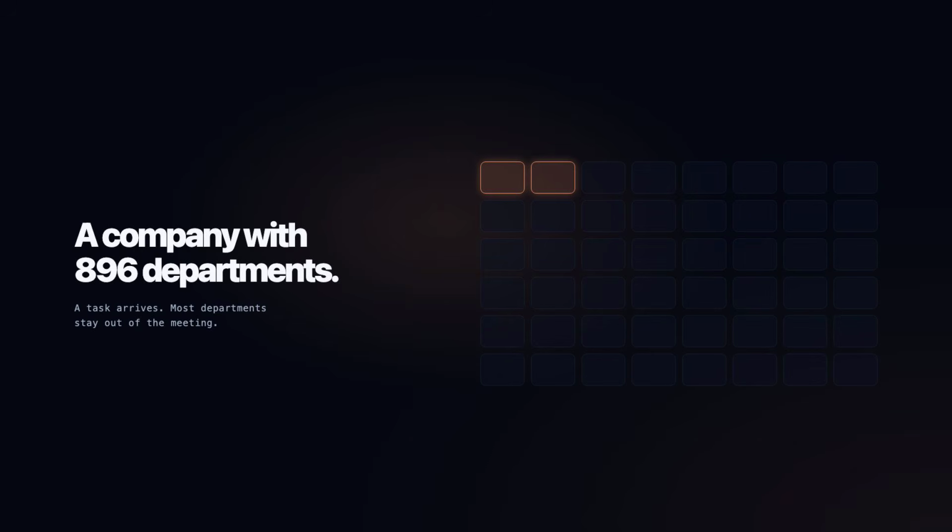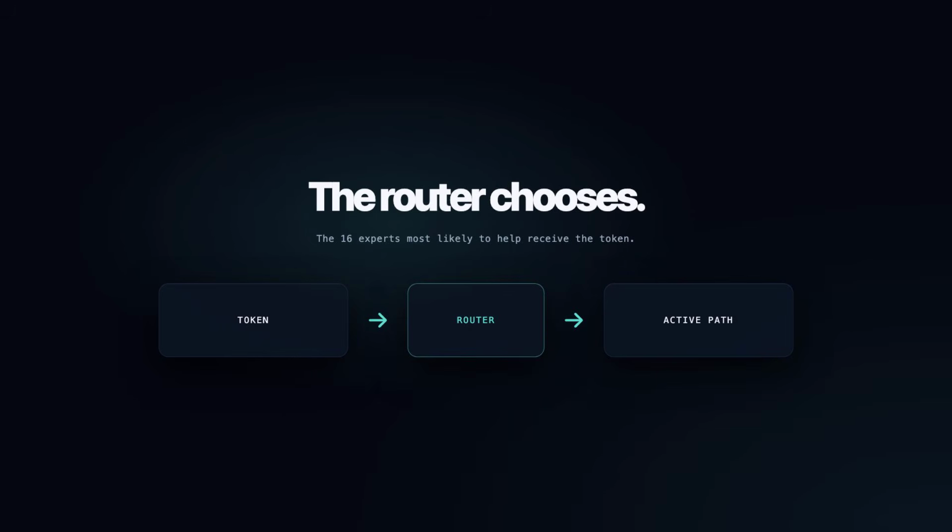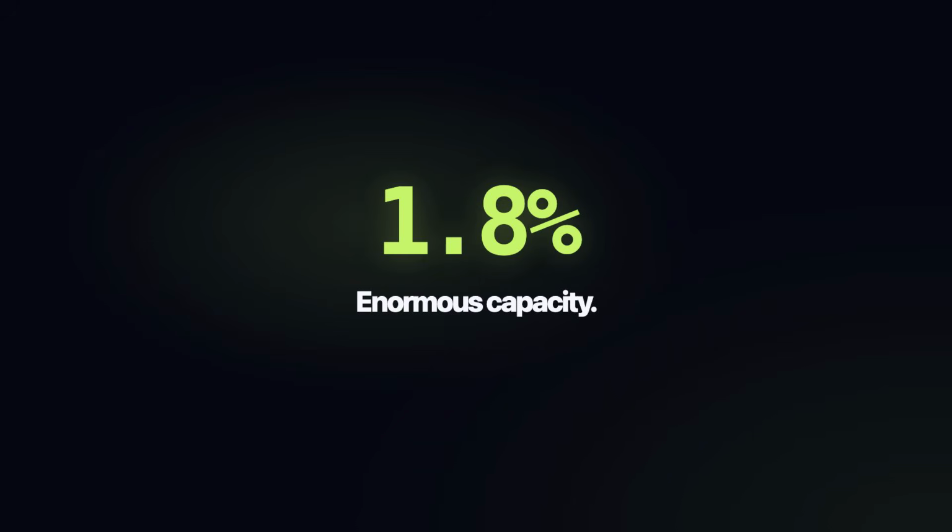Think of it like a company with 896 departments. When a task arrives, it does not call every employee into the meeting. A routing system selects the 16 departments most likely to help. The company can contain an enormous amount of knowledge without paying the cost of using everyone for every decision. This is the central trick behind Kimi K3. Its total capacity is enormous. Its active computation is much smaller.